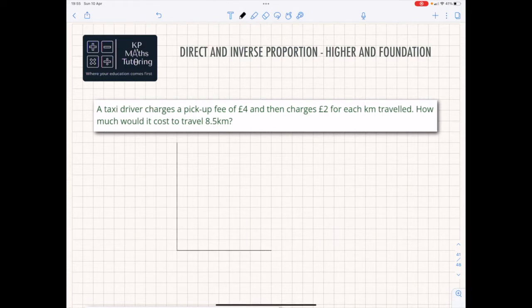A taxi driver charges a fee of £4. So this is your pickup fee. It doesn't matter how far you're going, you're paying £4 and then £2 for each kilometre travelled. So this is kind of like your rate that you're paying basically. So what we're basically saying is that on the bottom we'd have kilometres, and on the y-axis we'd have charge. What I know is that I'm paying £4 no matter what.